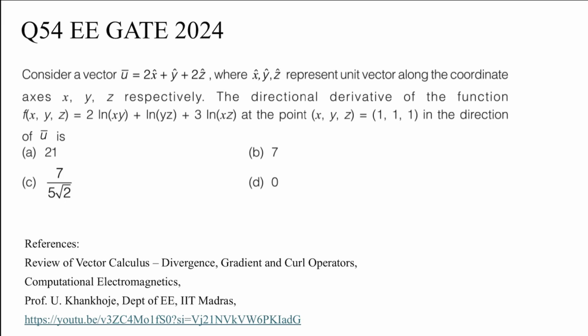This is GATE 2024 electrical question number 54. Consider a vector u equal to 2x plus y plus 2z cap, where x cap, y cap, z cap are the unit vectors along the x, y, z directions. The directional derivative of the function 2 ln xy plus ln yz plus 3 ln xz at (x, y, z) = (1, 1, 1) in the direction of u is to be asked.